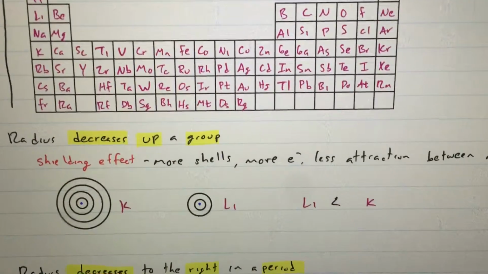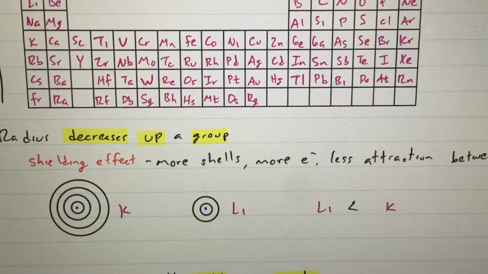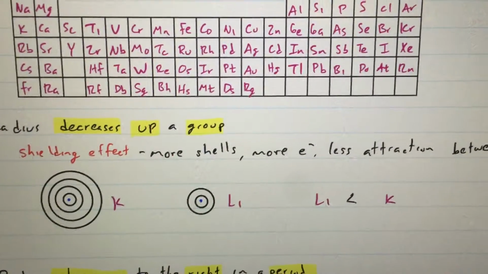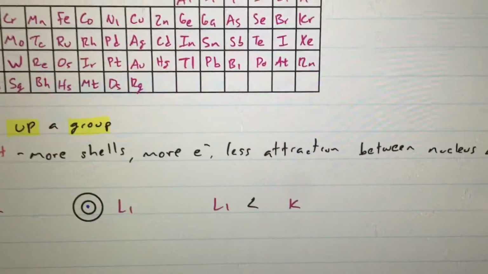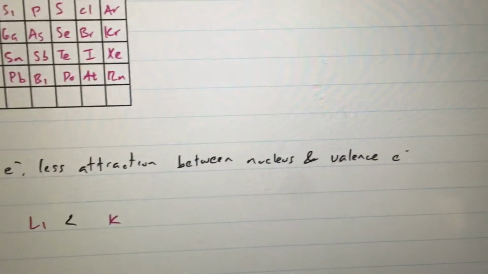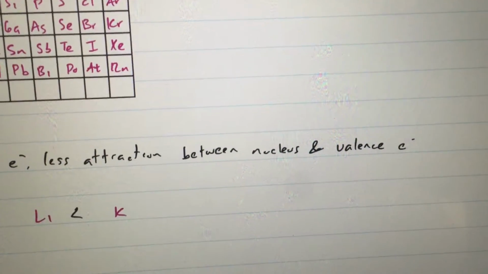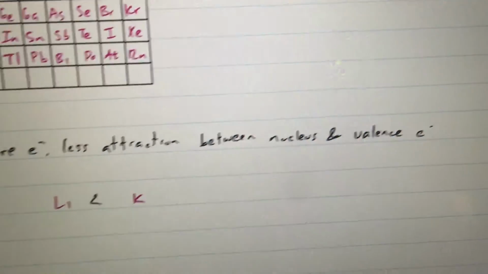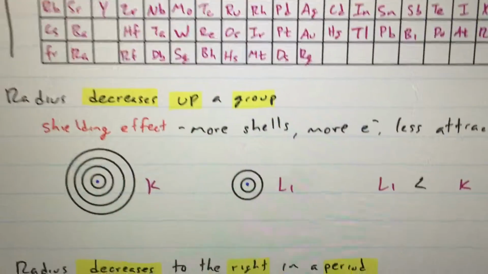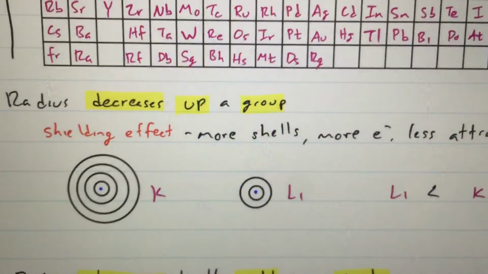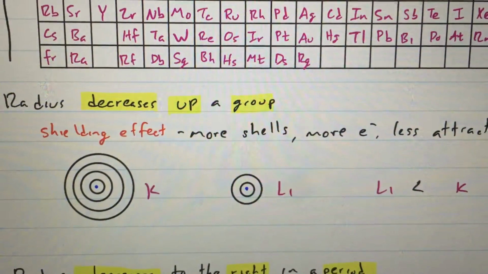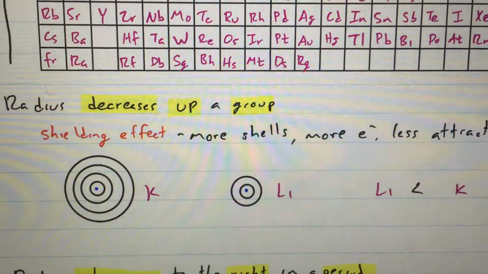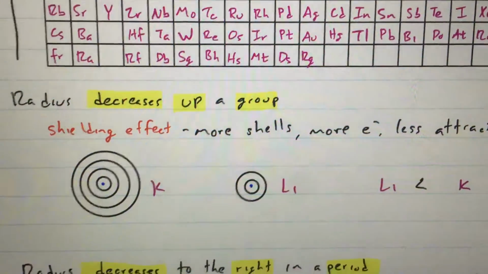And to explain this, we talk about the shielding effect. The shielding effect just basically says that because an element has more shells, it has more electrons, and therefore there is less attraction between the nucleus and the valence electrons. And you can also see it here when I drew the shells of an element, right? Notice how lithium is much smaller. It has fewer shells, therefore it is smaller.